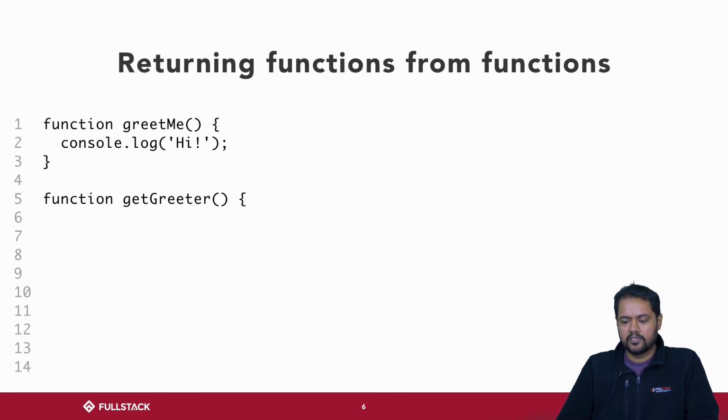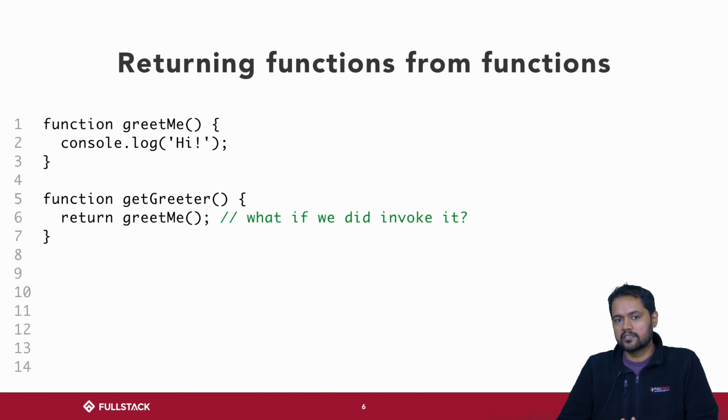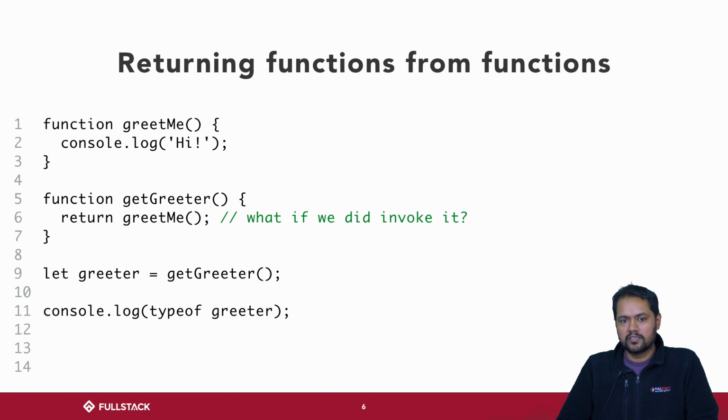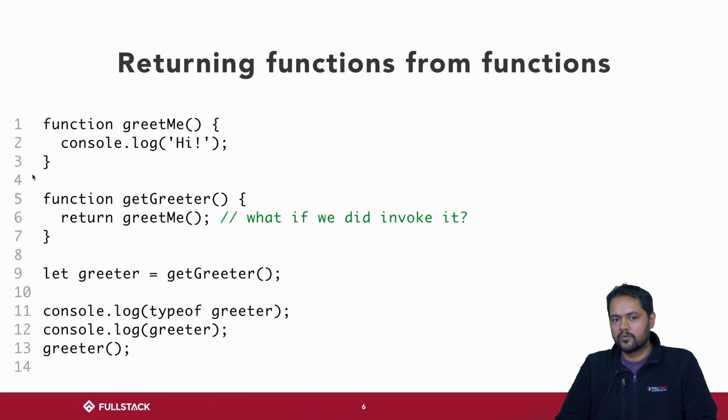Okay, cool. So in the previous slide we just returned greetMe without invoking it. If we did invoke it, this whole thing would be a little bit messed up, because what would happen is that getGreeter, instead of returning a reference to the greetMe function, would return the return value of greetMe, right? So essentially, what will this return? Because greetMe doesn't actually return anything; it just console logs. So this will essentially be undefined, right?